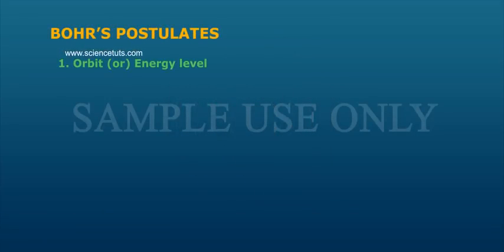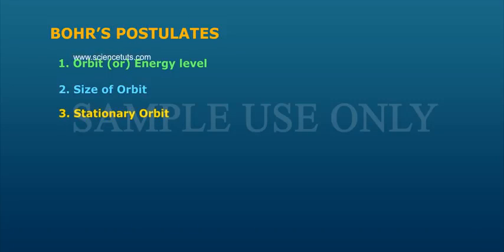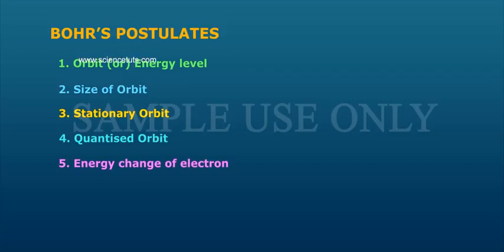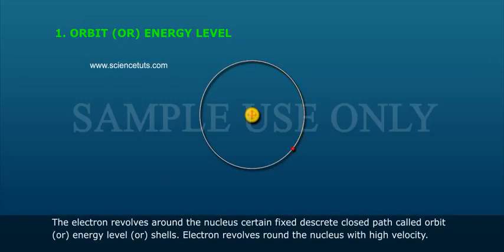Bohr's postulates: 1. Orbit or energy level. 2. Size of orbit. 3. Stationary orbit. 4. Quantized orbit. 5. Energy change of electron. 6. Radius of orbit. 1. Orbit or energy level. The electron revolves around the nucleus in a certain fixed, discrete closed path called orbit or energy level or shell. Electron revolves around the nucleus with high velocity.